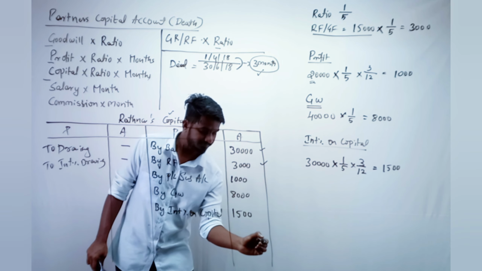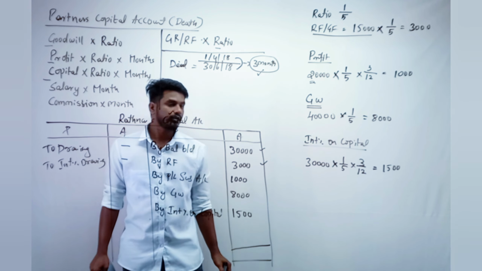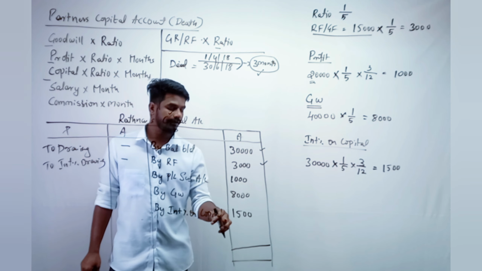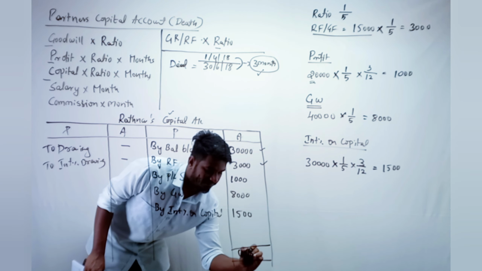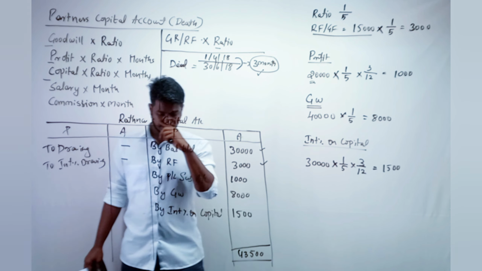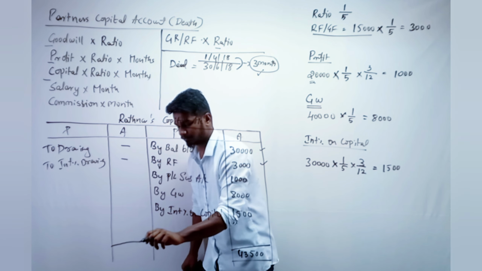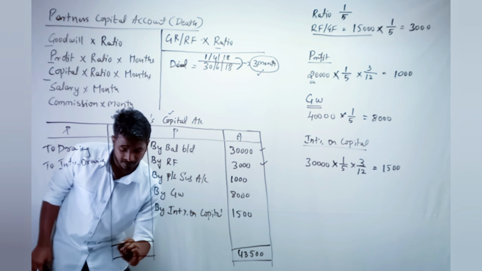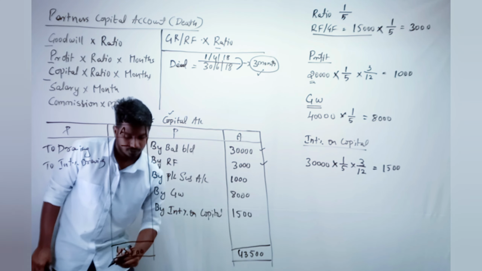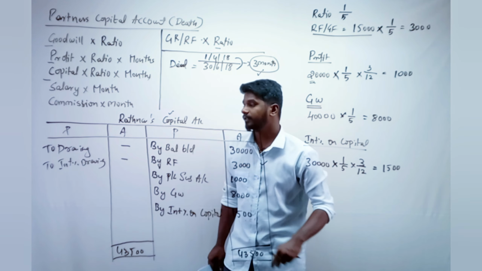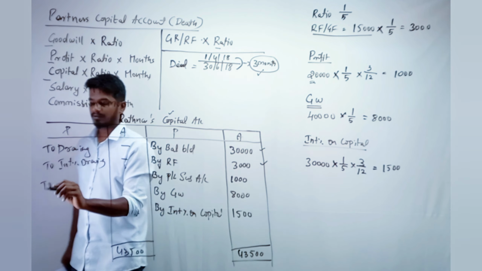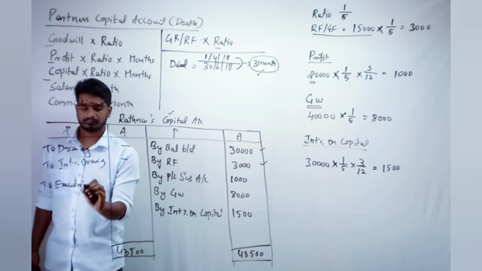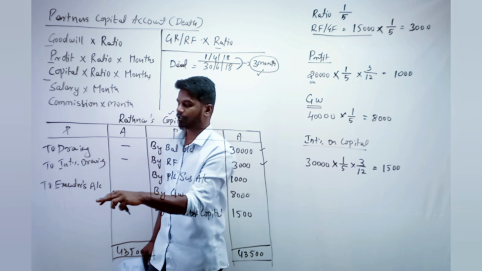So let us total it. 30, 33, 34, 42, 43,500. Correct? 43,500. You also calculate once, I make a lot of mistakes in calculations. Correct. So we have 43,500 here also. This balance will be transferred to the executor's account.